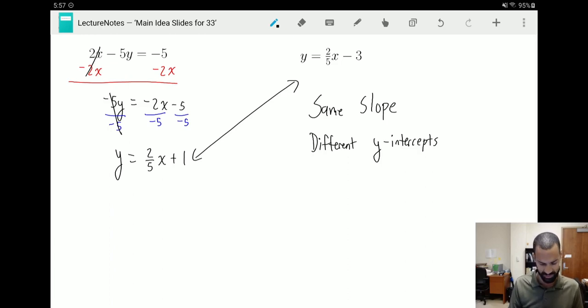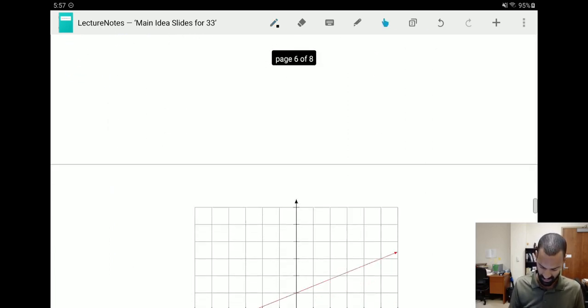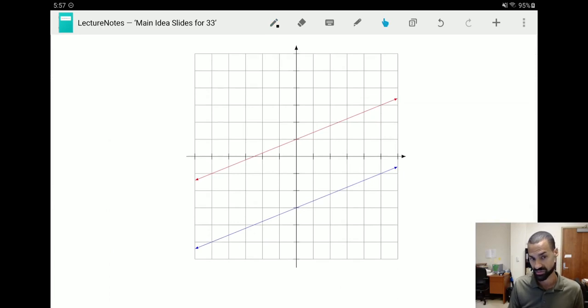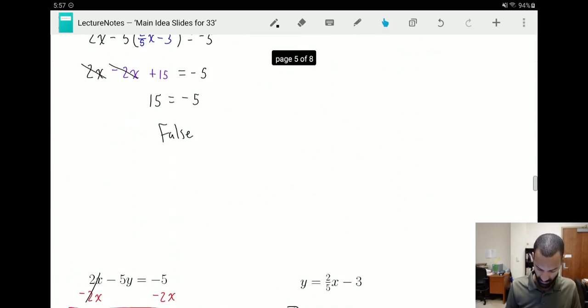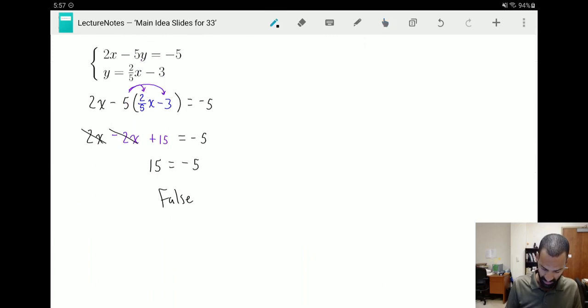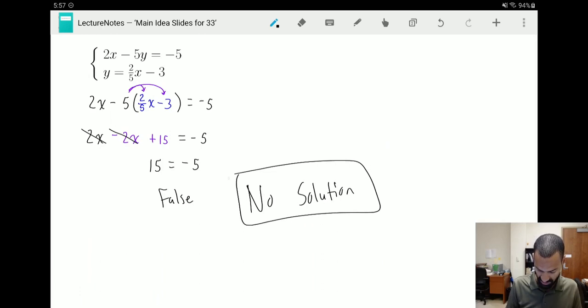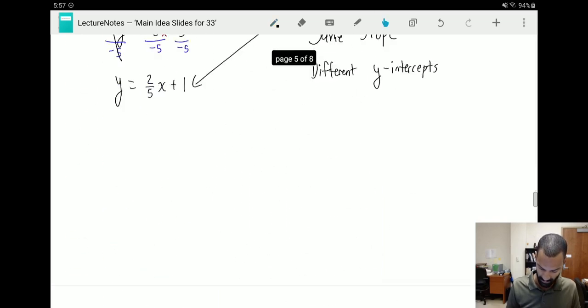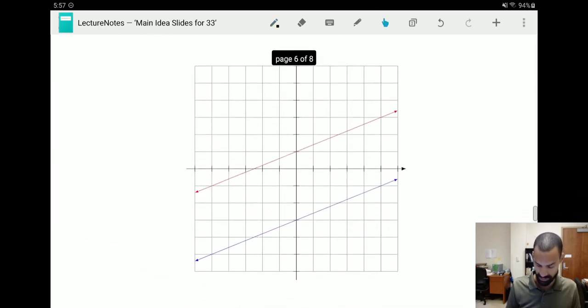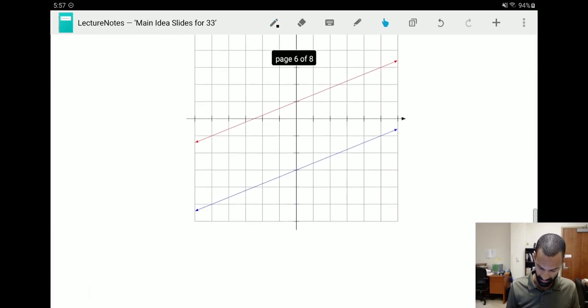Okay, can we visualize what's going on there? These are two parallel lines. They never intersect each other. They don't share a point. It's impossible for them to share a point. So you would say then, if we go back up here, if this were to occur, there's no solution, because you're dealing with parallel lines, lines that never intersect each other. No solution. Okay.